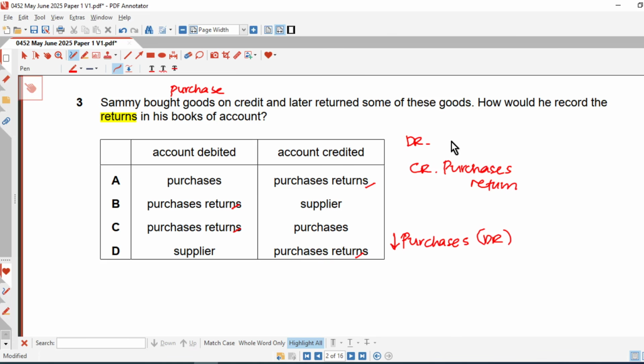And I shall debit the payables or the supplier account. So usually the supplier or the payables, they are a liability. Liabilities appear on the credit side. So when you reduce the amount of liability, we'll park it to the debit side. Alright, so it's a debit to supplier, credit to purchases return, because you are reducing both your liability and also your costs.